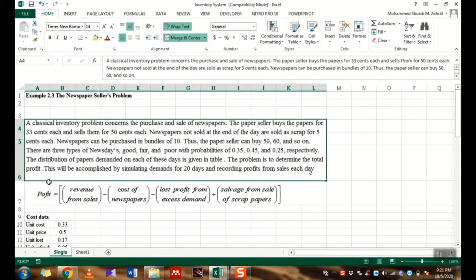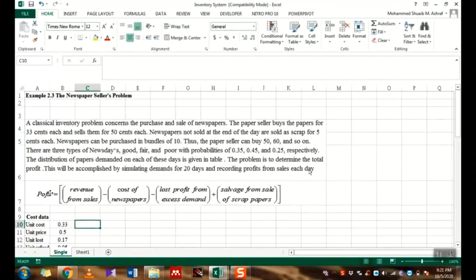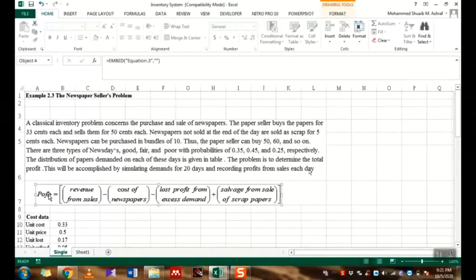So we will do this. Here is the formula to compute profit. It is revenue from sales minus cost of newspapers minus lost profit from excess demand plus salvage from scrap papers.